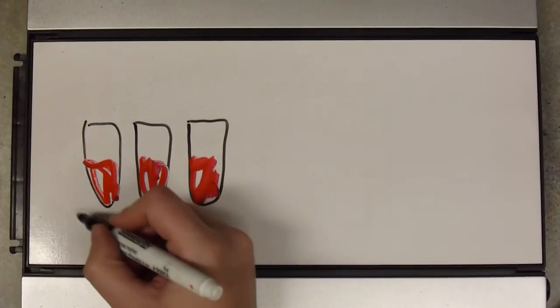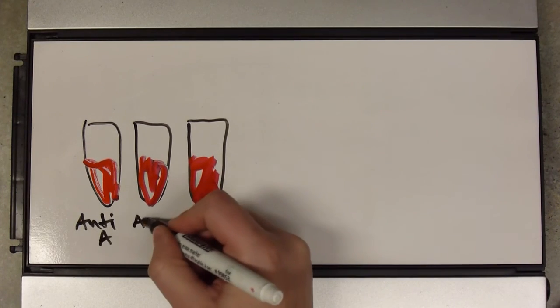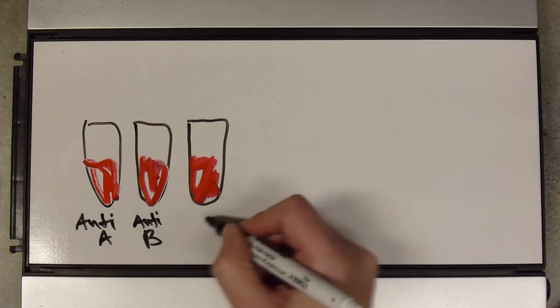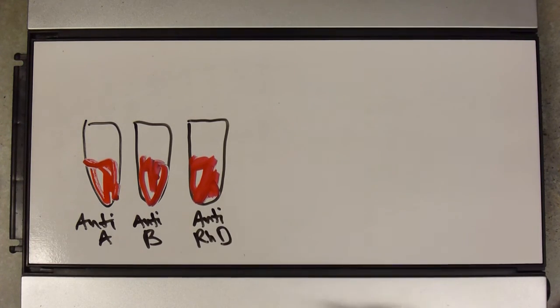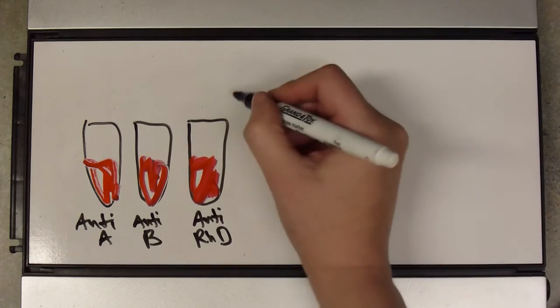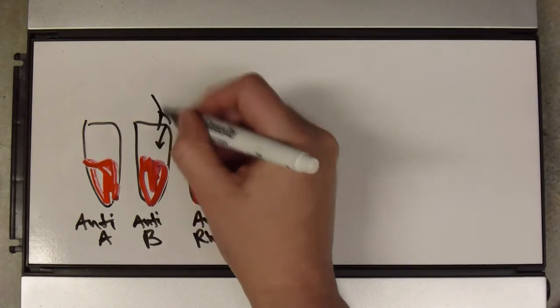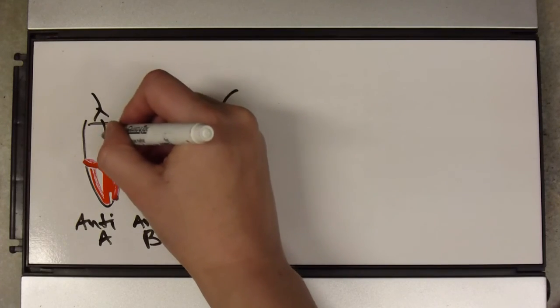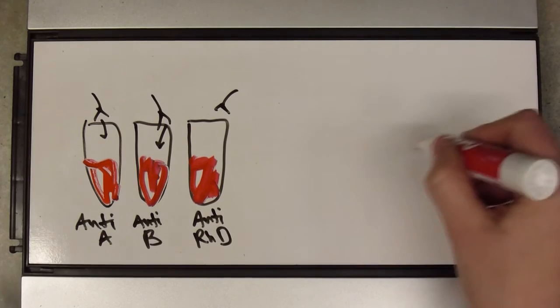In one, we're going to add anti-A antibodies, in another, anti-B, and in another, anti-RHD. That's going to give us our RH positive or negative. So when we take these antibodies and we add them to the tube, what matters is whether or not they find their antigen on the surface of the red blood cells.